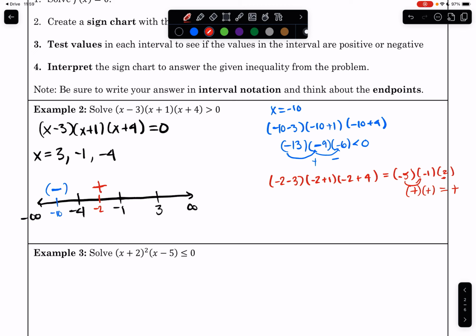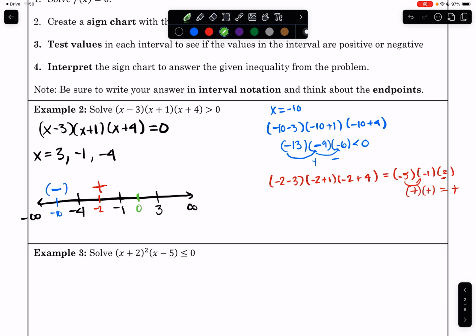And again, I just continue testing. And now to figure out if the graph is above or below in this next interval, sorry, I didn't mean to erase that. In this next interval, again, I just simply pick a number that falls within that interval. Between -1 and 3 is the number 0. So let me use 0. 0 is an easy one to use.